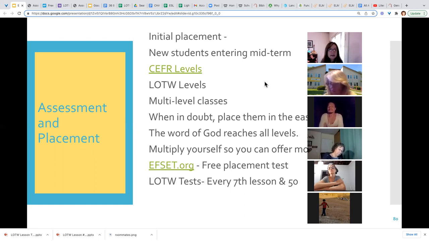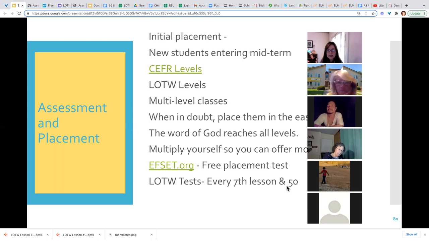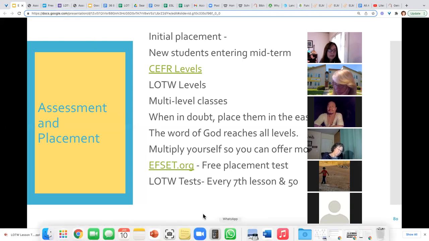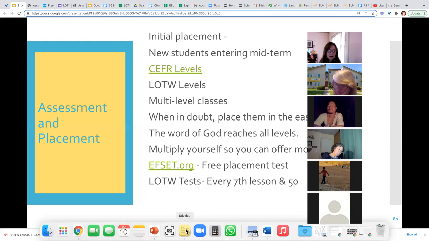Every 7th lesson, and also the final lesson 50 of the Light of the World materials, includes an assessment test. So if you've got a student and you think they are a beginner, but you don't know if they're a high beginner or a low beginner, you can give them the Light of the World test number 50, and that is going to give you an idea if they should be in A1 or A2. Those assessments are found right in the lesson.